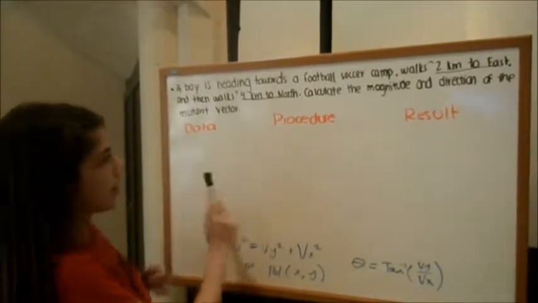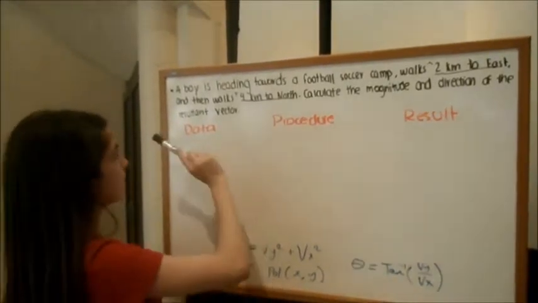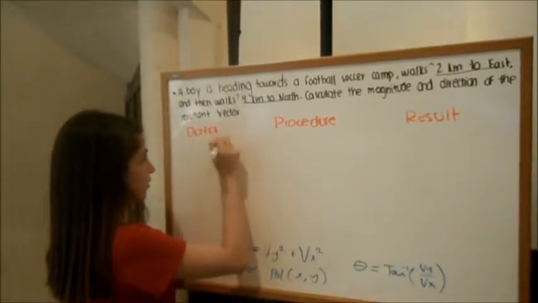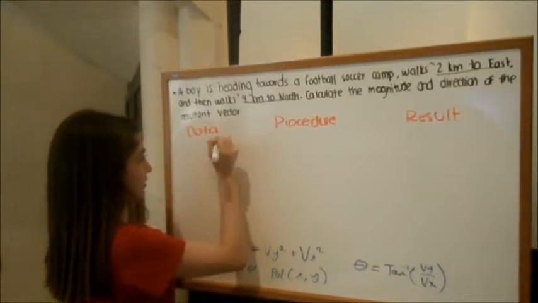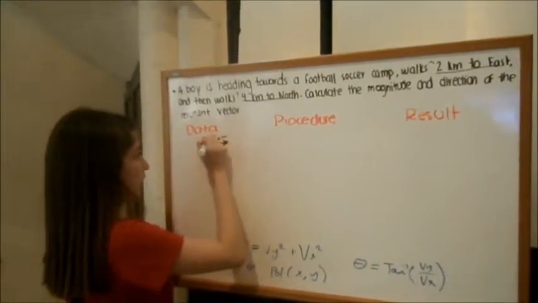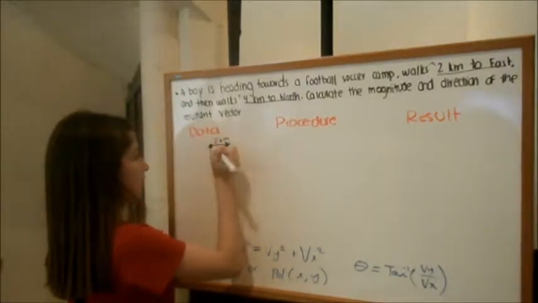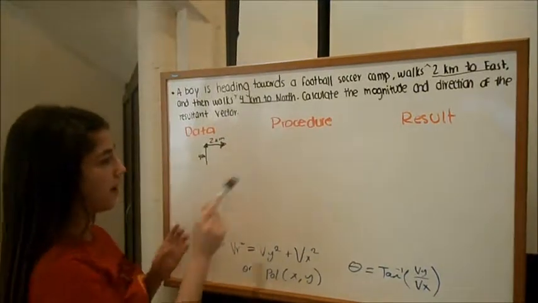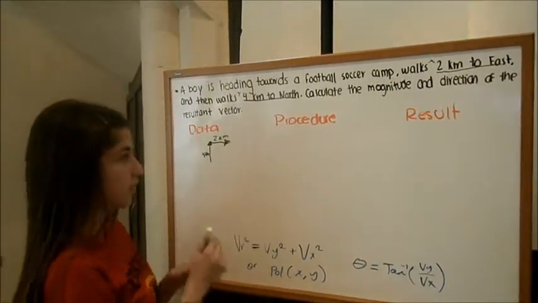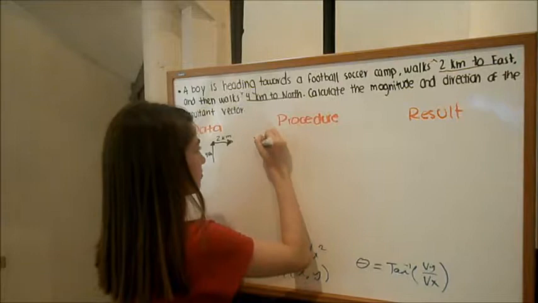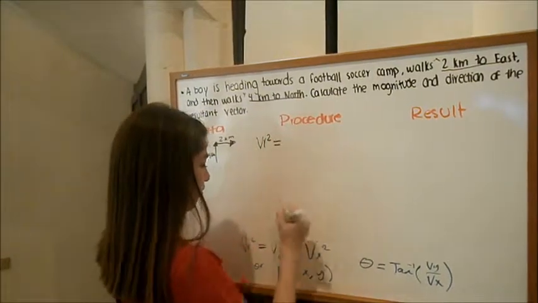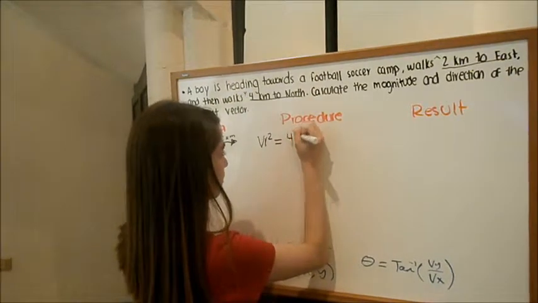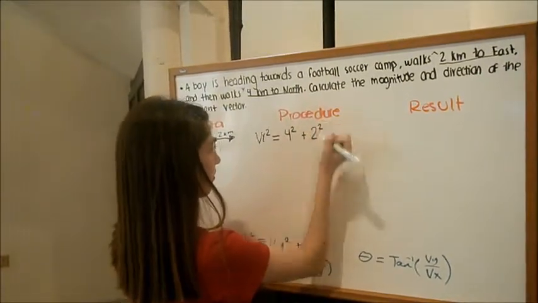So first, the data is 2 kilometers to east and then he walks 4 kilometers to north. So he walks to east 2 kilometers, and then to north 4 kilometers. So to calculate the magnitude, here we have two formulas. So first, we put the y squared plus x squared.